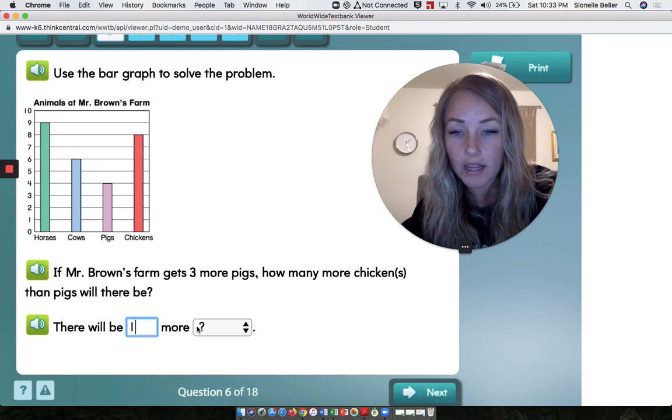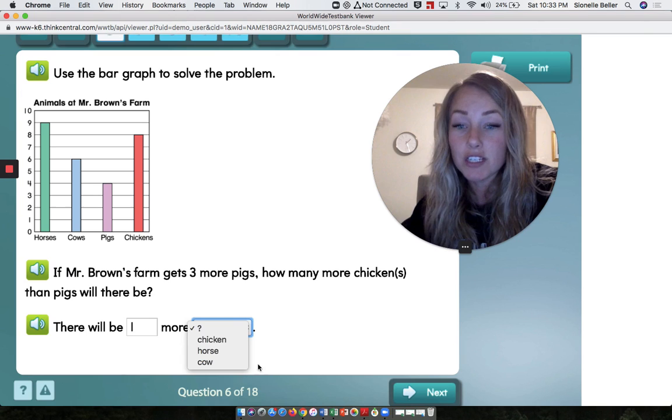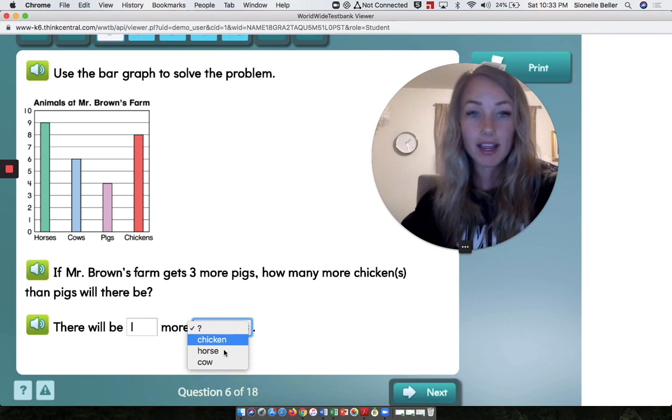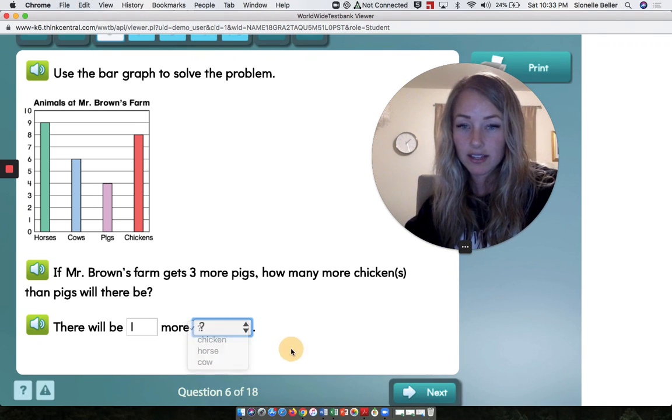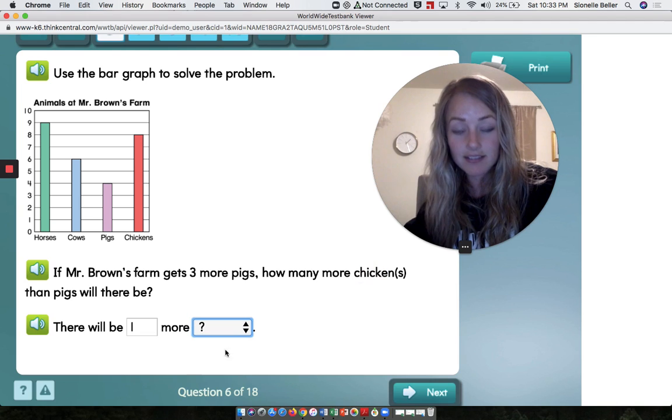There's going to be 1 more what? If you did not choose a label, it marked part of it wrong. So make sure you choose in the label. Is there going to be 1 more chicken, 1 more horse, or 1 more cow? The question was about chickens, so the answer is chicken.